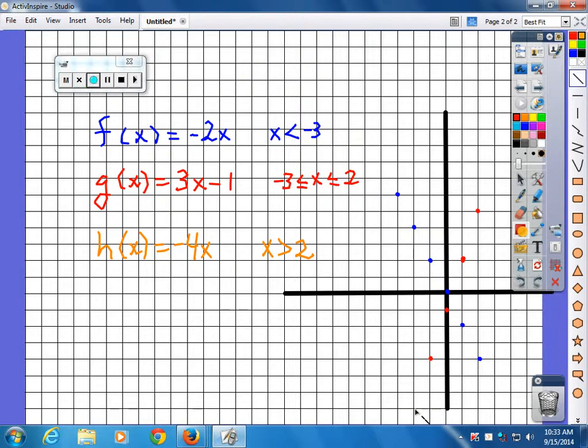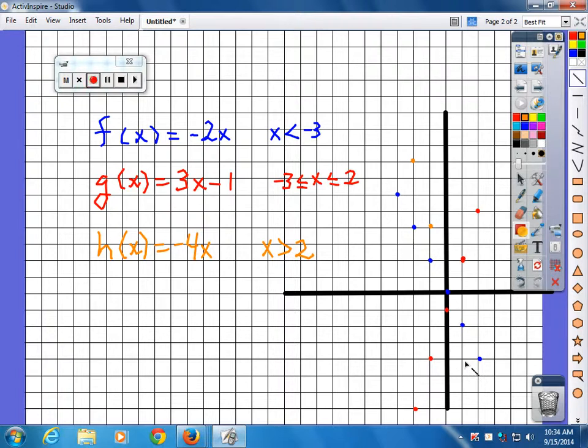1, 2, 3, 1. Okay, there's that line. And then the orange is negative 4x, so it's going this way, and it's 0, 0, so 1, 2, 3, 4, 1.